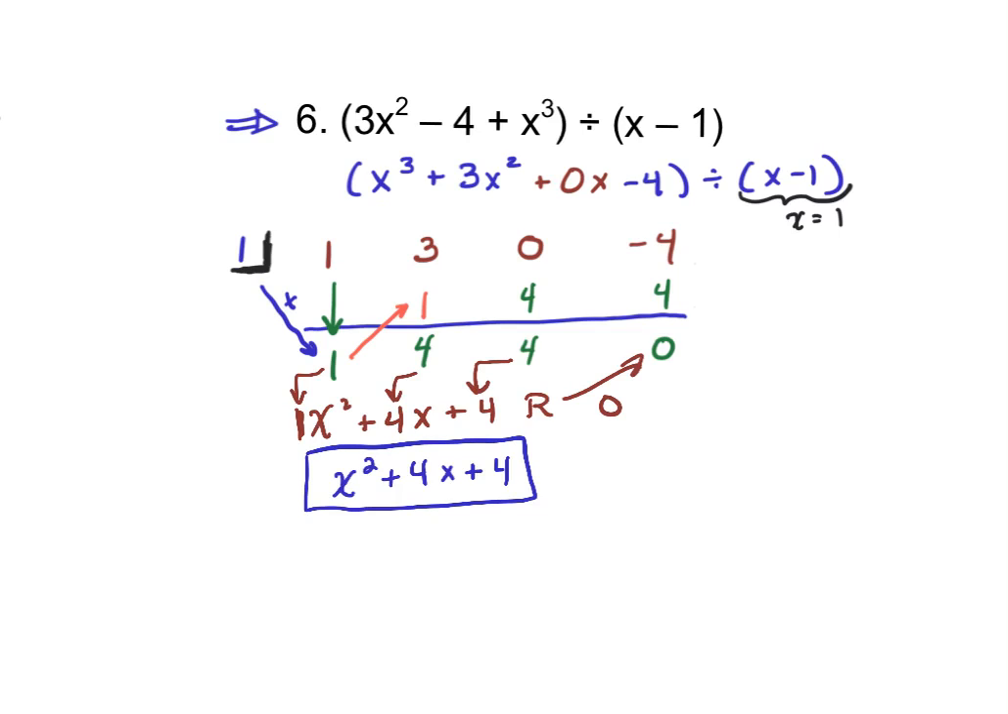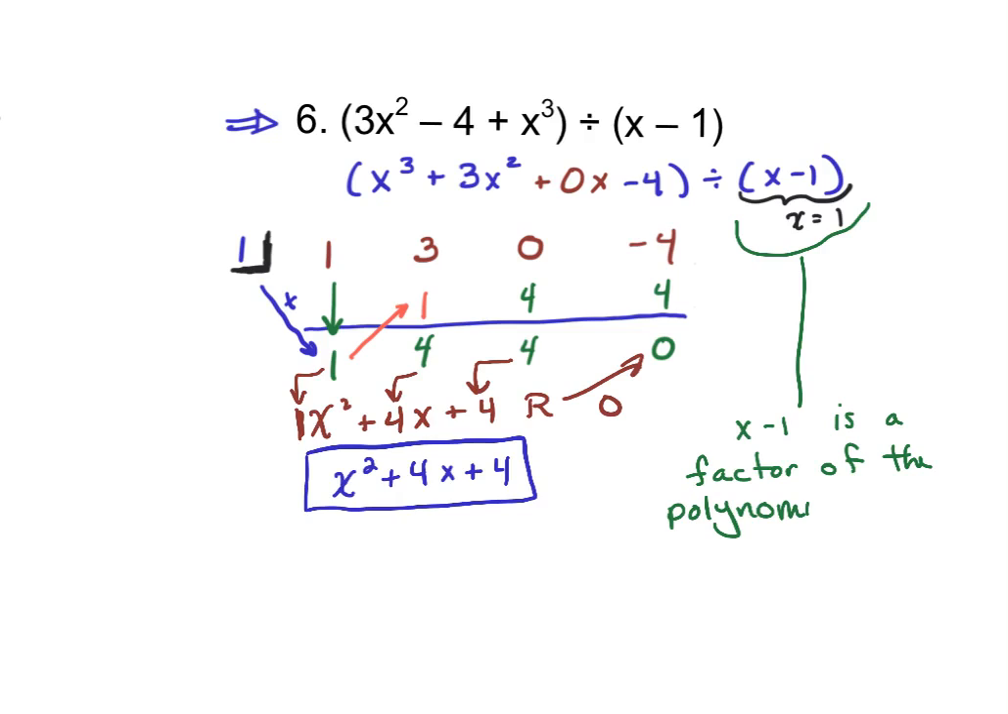And there it is. Now, because we did get a remainder of 0, it tells us a few important things. The main thing it tells us is that x minus 1 is a factor of the original polynomial. And that's going to be important because factors tell us solutions. Hope that helps.